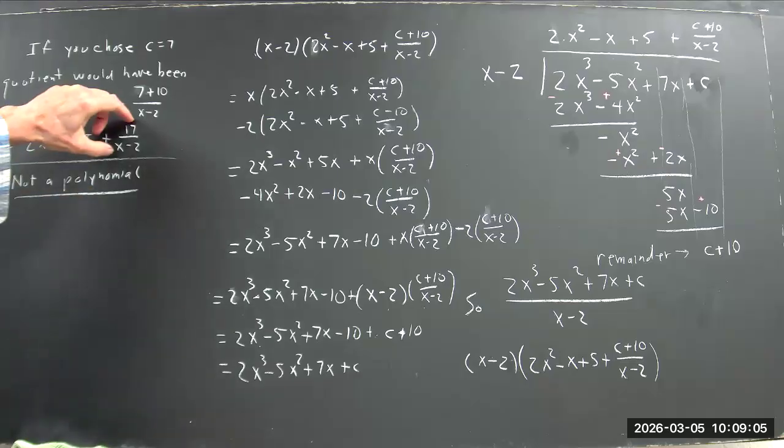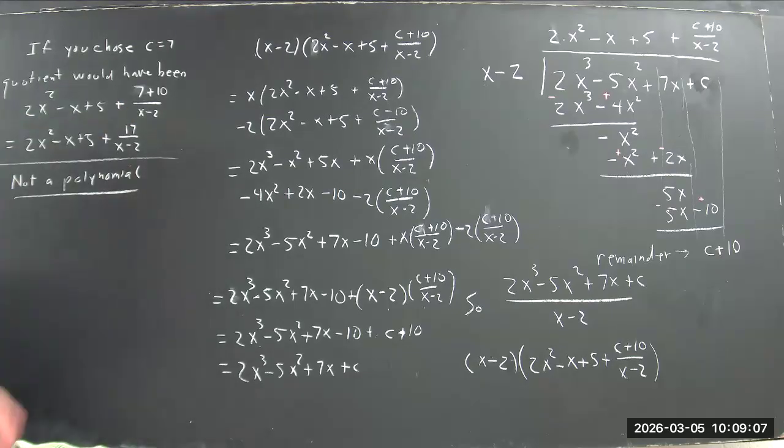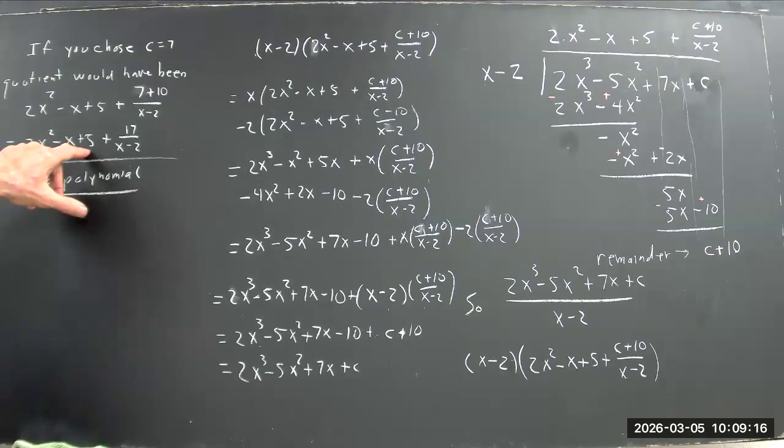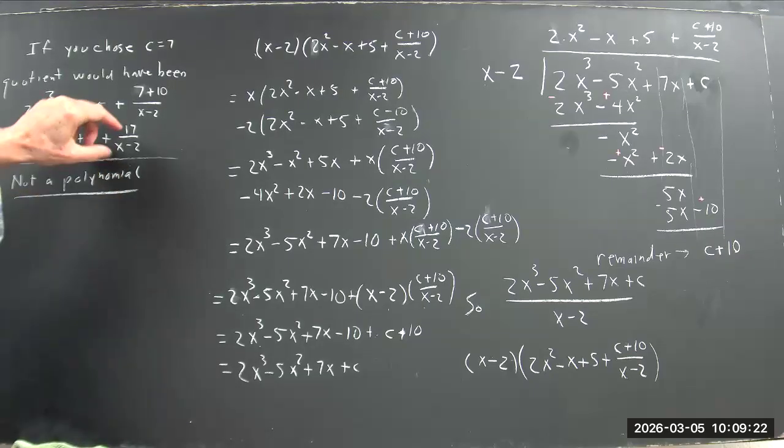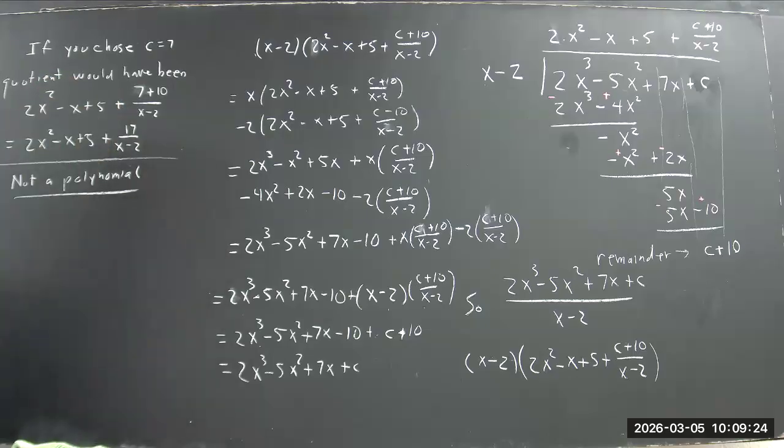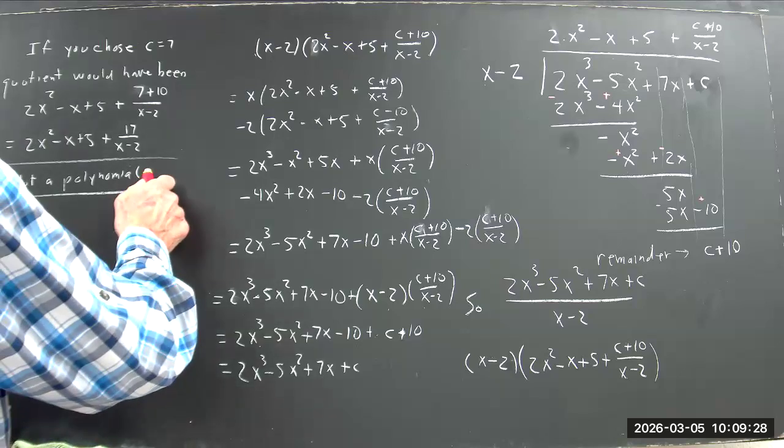Why? Because 17 over x minus 2 is not a multiple of a non-negative power of x. You've got the second power, you've got the first power. 5 is just 5 times the 0 power. x to the 0 is 1, so this is 5 times x to the 0. This is not something times x to any power. So this is not a polynomial.